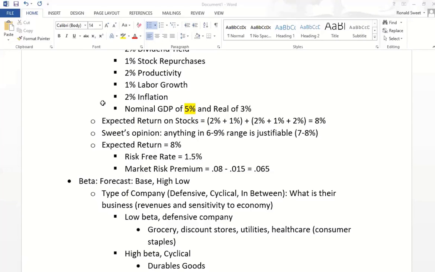Oh, I forgot on the low beta. So we got Nikolai and Valerie and Lewis. You can certainly make a case that a Lockheed Martin is a low beta company.